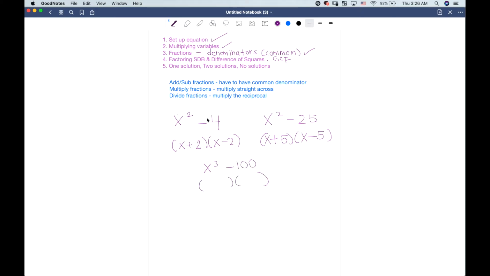So if you notice, there's always a pattern, right? The minus, the subtraction signs, and you're missing the b. Ooh, this is squared. Square root of x squared is x. Square root of 100 is 10. One always has a plus sign, one always has a minus sign.